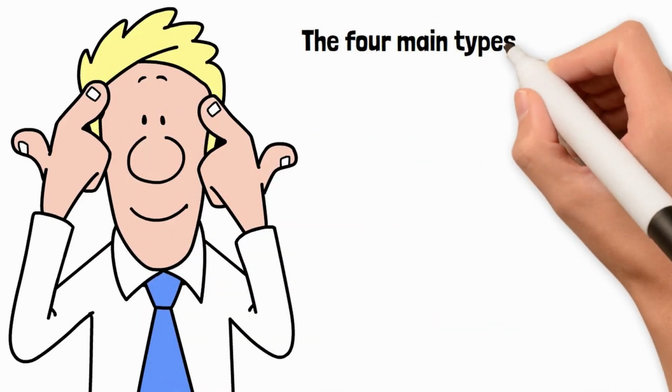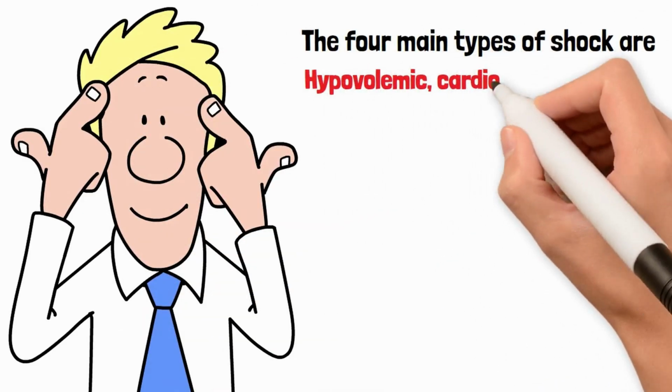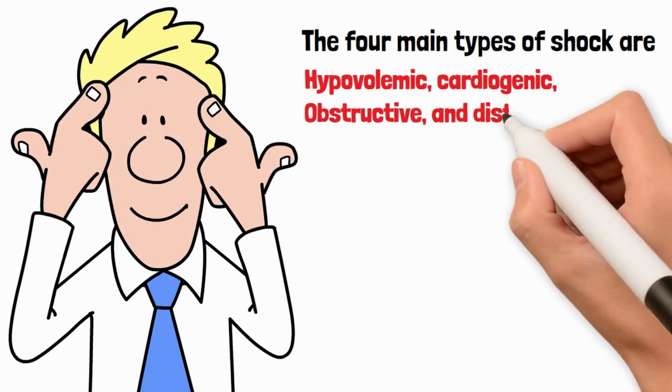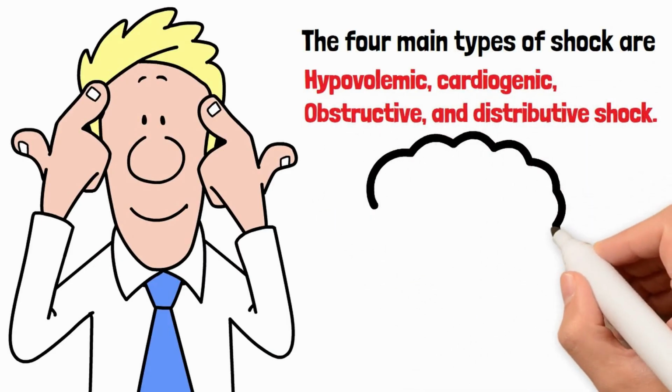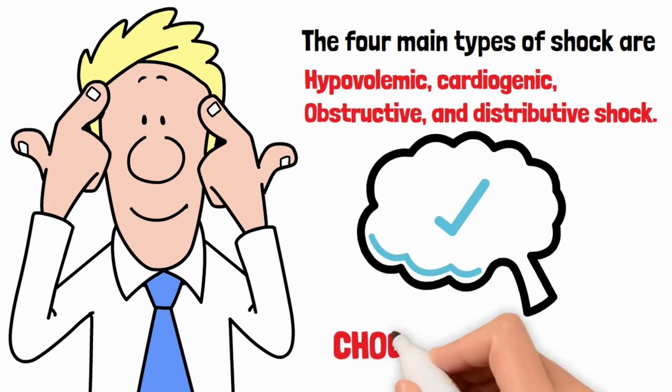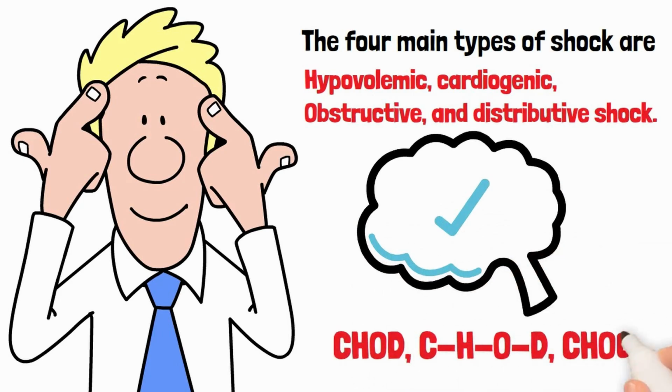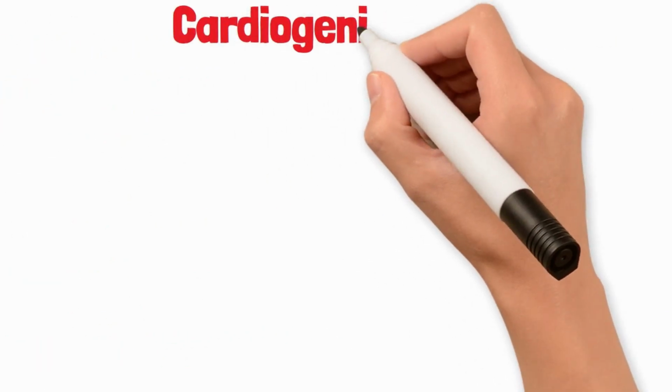The four main types of shock are hypovolemic, cardiogenic, obstructive, and distributive. An easy way to remember this is to use the acronym CHOD, C-H-O-D, CHOD. Let's start with cardiogenic shock.